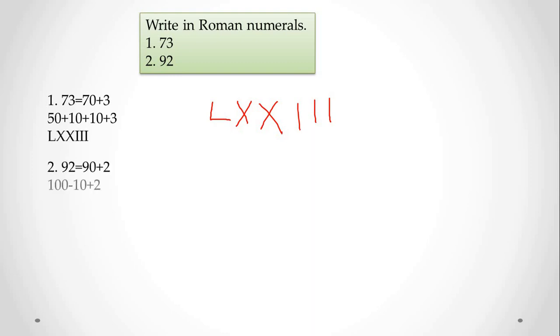Next number is 92. It is nothing but 90 plus 2. So here 90 means 100 minus 10, and plus 2. So 100 means C, minus 10 is there, so you have to subtract like that. 2 means 2 times I. So our answer is correct.